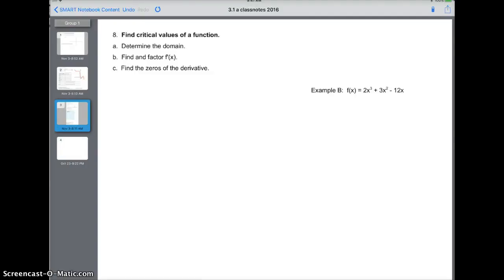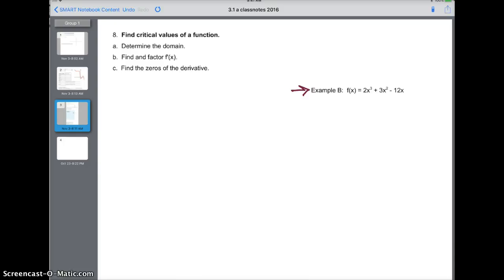So as a reminder, we are in section 3.1. We're looking at example B, and our goal here is to determine the critical values, and then if those critical values are part of the domain of the function, then we'll go back and find their critical points, the ordered pair of their critical points.